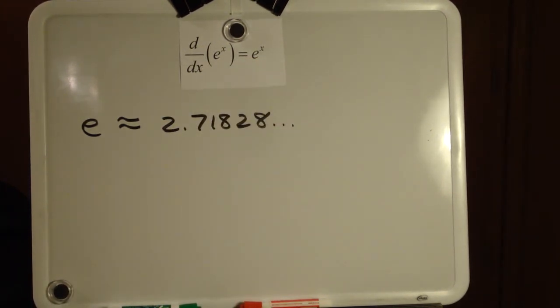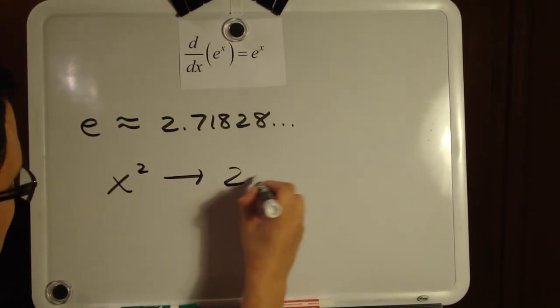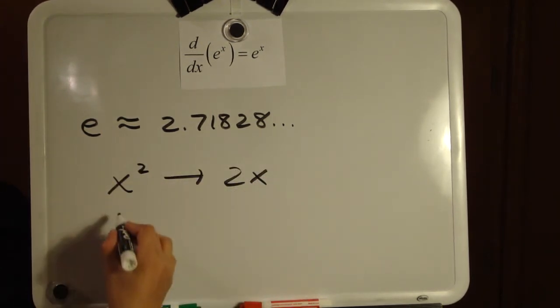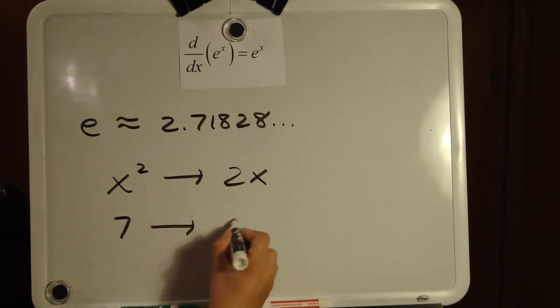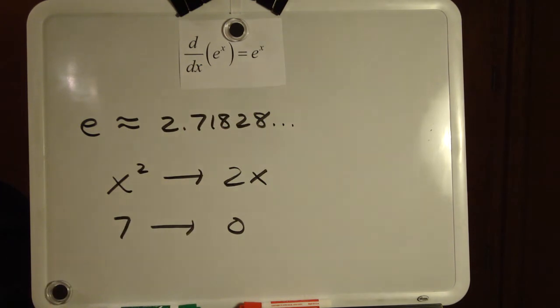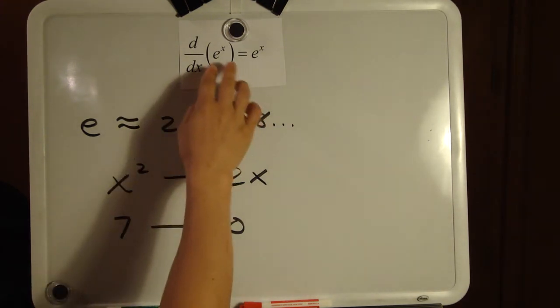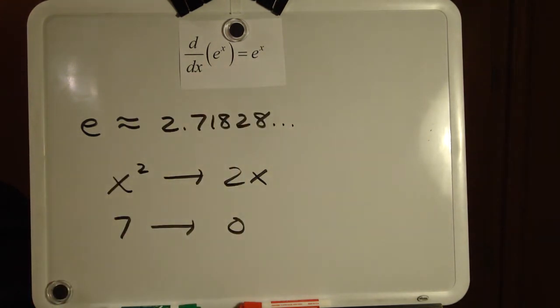So we think of a transformation like x squared, right? When you differentiate it, it becomes 2x. Or if you differentiate 7, it becomes 0. So there's some kind of change here that occurs. So this is one of the, or the only non-trivial function in all of mathematics, where if you find the derivative of the function, you don't see that transformation.